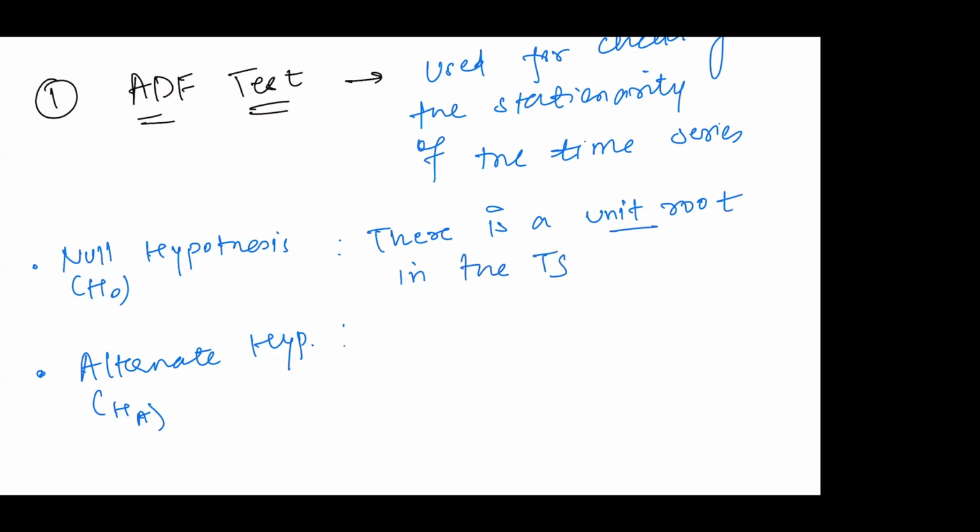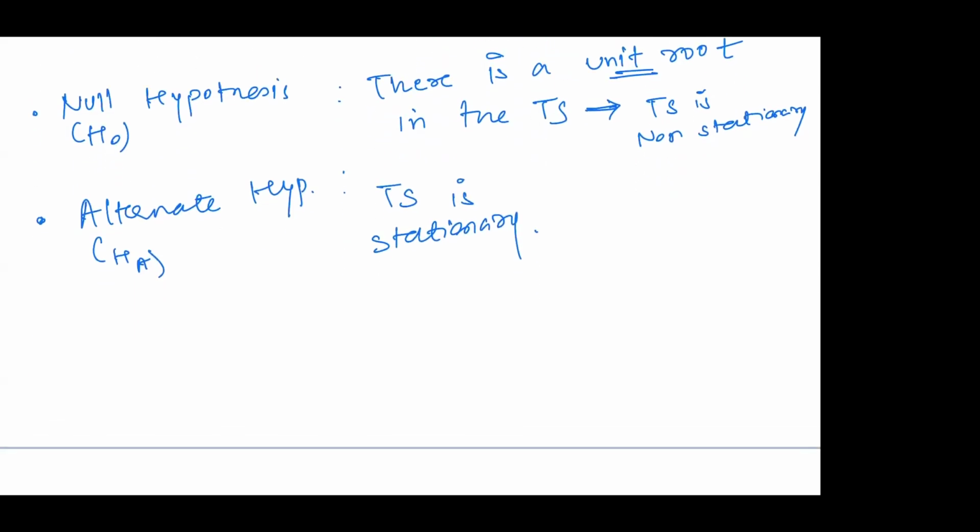And what do you mean by unit root? It is a characteristic of non-stationary data. So what I'm trying to say is the time series is non-stationary. And the alternate will be just the opposite, which is the time series is stationary. Now we all are good statistical students, so we know that we always try to reject the null hypothesis, right?